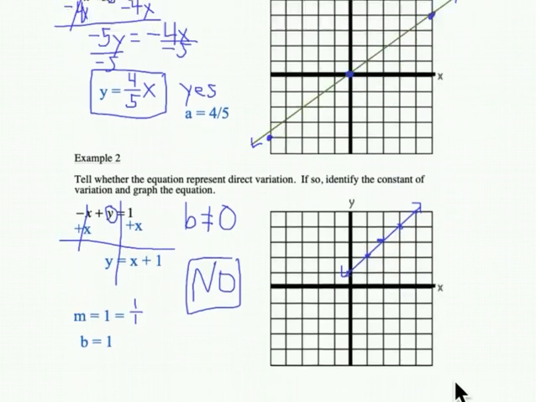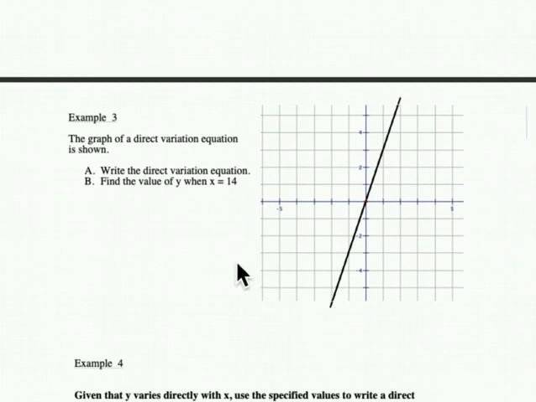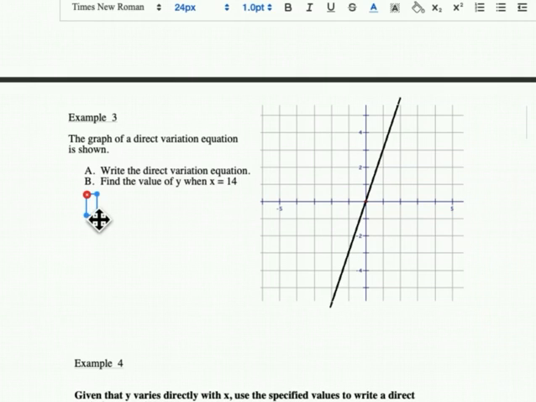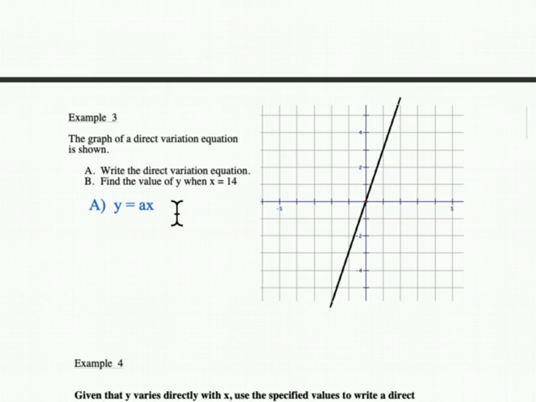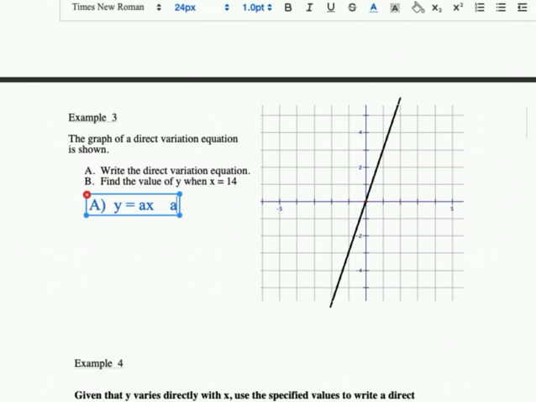Okay, let's go to example 3 now on the back side. And we're told that this graph is a graph of direct variation. And we need to write the direct variation equation. And we need to find the value of y when x is 14. So the first thing I'm going to do is I know I have to write some equation for part A of this question. I know I have to write y equals some number a times x. And that a is really just the slope. So I'll put that over here, that a is just the slope. So I need to find the slope of the equation.